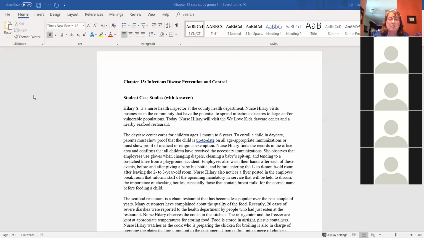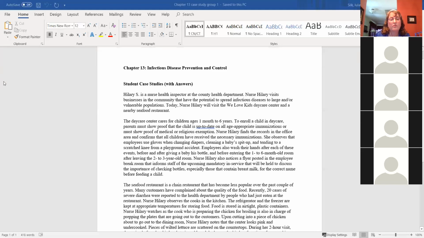The seafood restaurant is a chain restaurant that has become less popular over the past couple of years. Many customers have complained about the quality of food. Recently, 20 cases of severe diarrhea were reported to the health department by people who had just eaten at the restaurant. Nurse Hillary observes that the cooks in the kitchen, the refrigerator, and the freezer are kept at appropriate temperatures for storing food. Food is stored in airtight plastic containers.